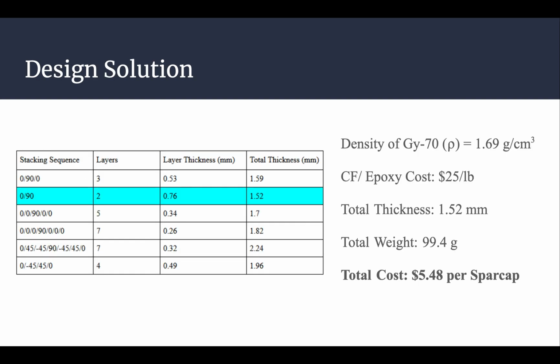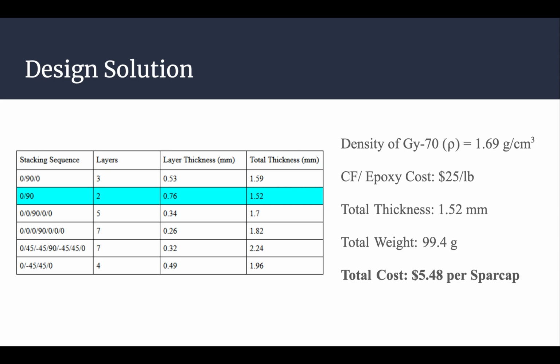And so given all of our considerations and how we worked it out, our final solution was a simple 0/90 laminate, so two layers, and the total thickness wound up being only 1.5 millimeters. We used GY70 as our carbon fiber, and the epoxy is not listed here, but it was 934 epoxy.